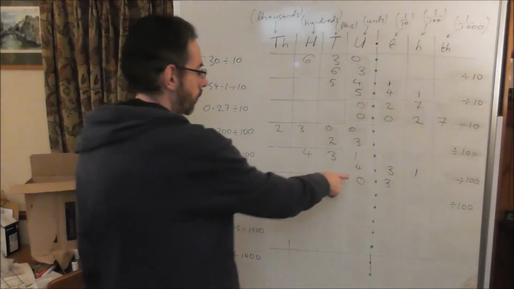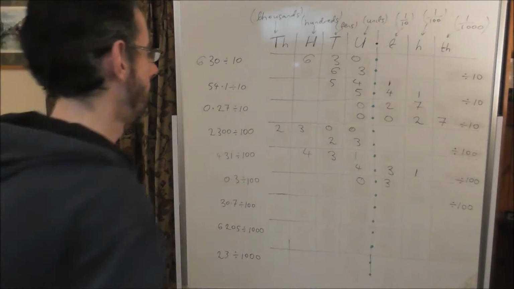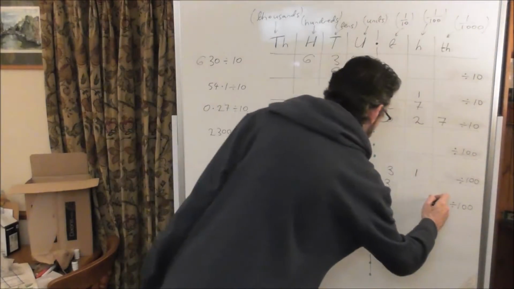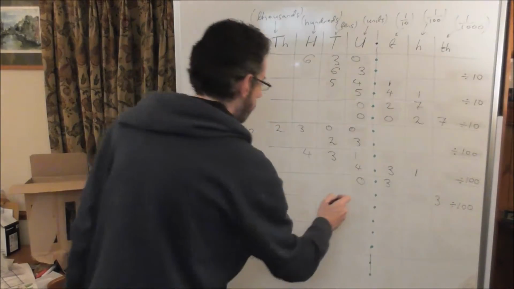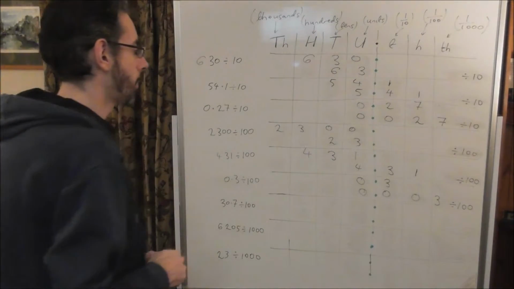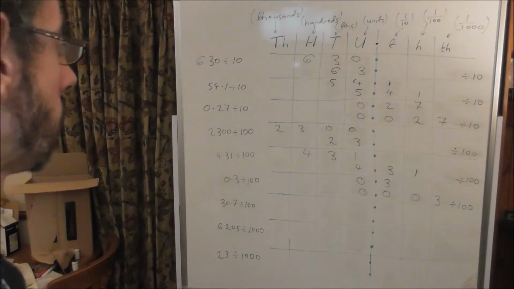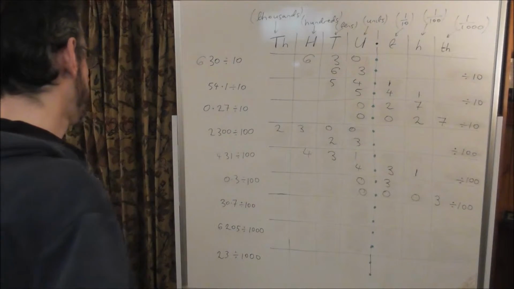So again, there's nothing in the units column, so I'm just going to ignore that. And the 3 moves 2 places down to the right. So 1, 2 to the thousandths column. So the answer is 0.003, because we need some zeros to fill the gaps. So that's 0.3 divided by 100 is 0.003.